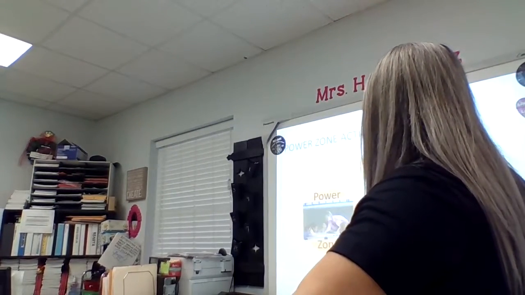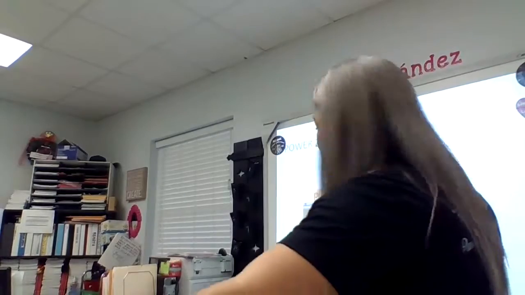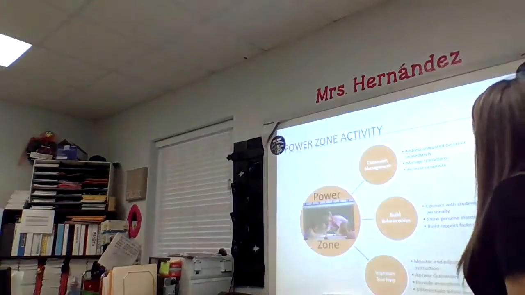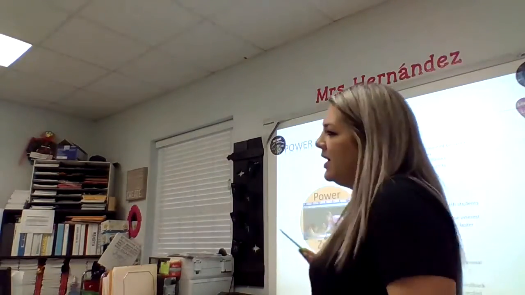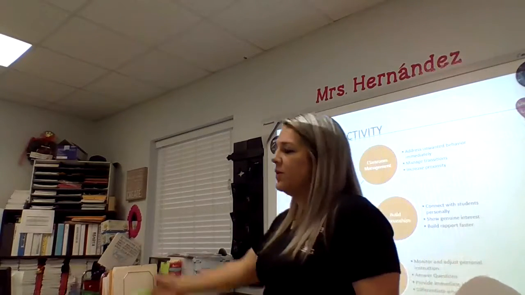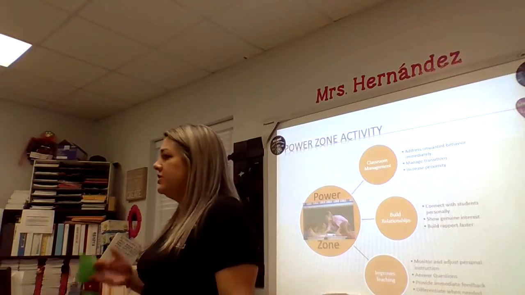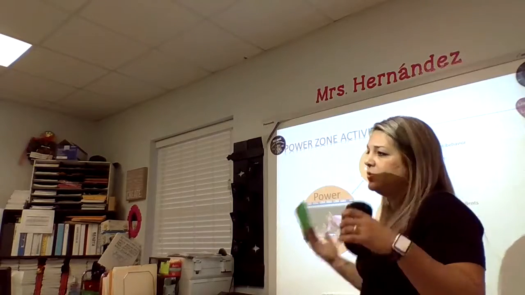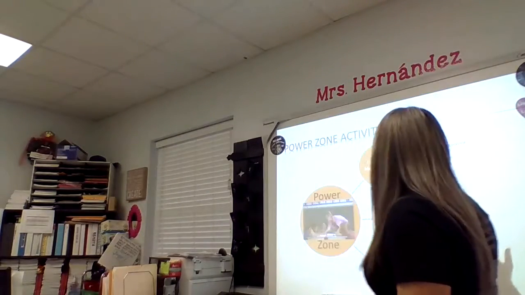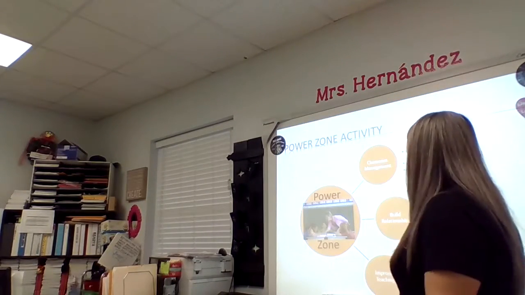Some of the three areas that the power zone helps with are classroom management, building relationships, and improving teaching. Under classroom management, of course, we can address unwanted behavior. Obviously we all know this, right? As teachers, if the student knows that we're walking around, we're less likely to have any kind of distractions or disruptions in our classes. We're going to manage our transitions in between activities, and we're going to, of course, increase proximity like we talked about.